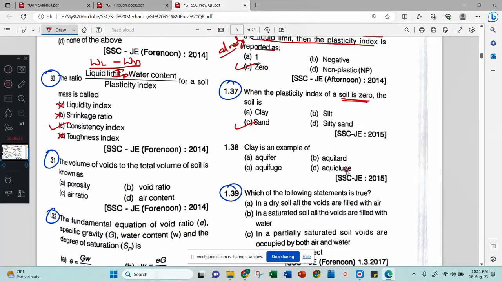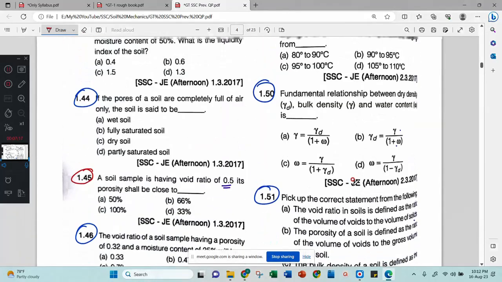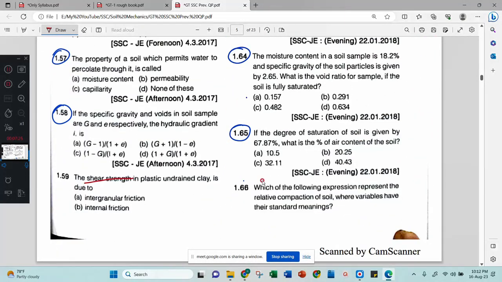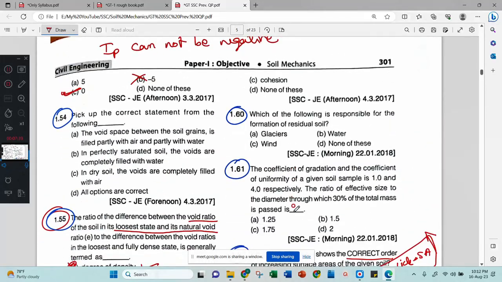Clay is an example of. Can anyone answer? Is it aquifer? Yields and holds? No. Aquitard? Slowly yielding? No. Aquifuge? No. Aquiclude? Holds but does not yield. Okay, therefore aquiclude. Next is the shear strength in plastic undrained clay is due to. Okay, don't worry, we'll discuss this question in later chapters because you don't know undrained clay, plastic undrained clay and all. Again, it will take time to explain.